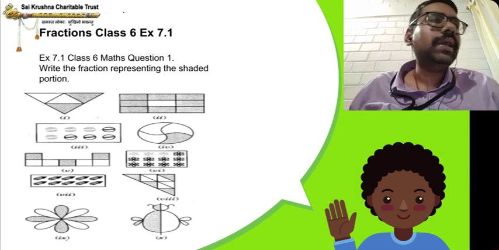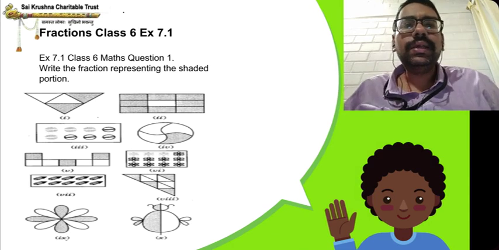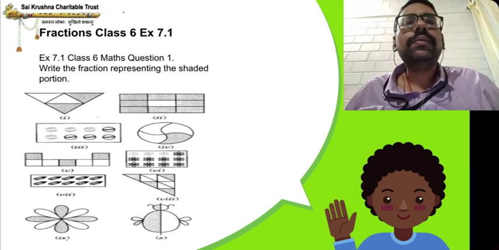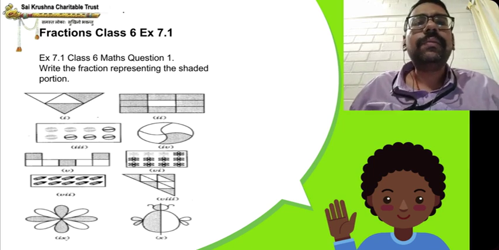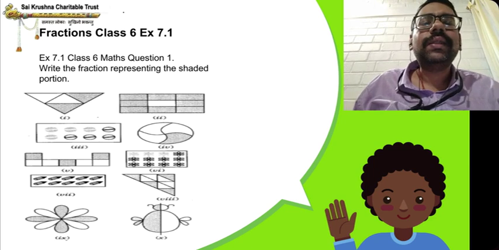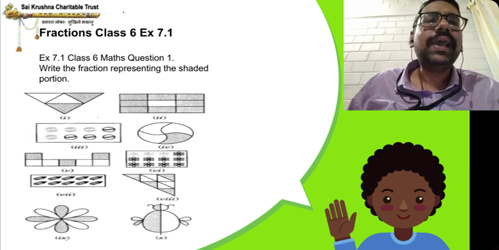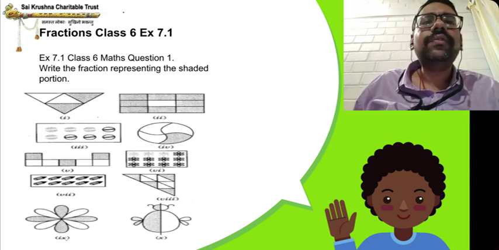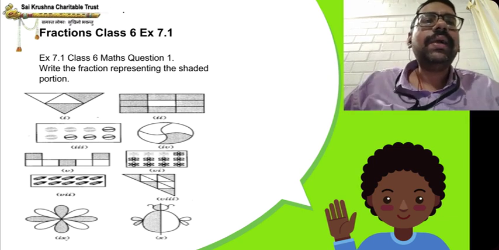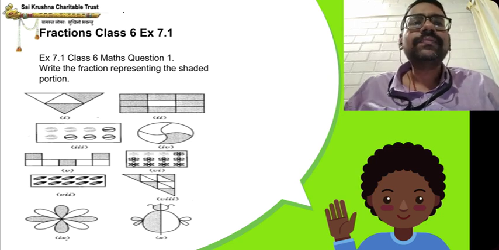So exercise 7.1, question 1. Write a fraction representing the shaded portion. In the first figure, how many parts are there in total? 4 parts, right? 4 triangles are there. So how many triangles are shaded? Can anybody tell me? Yes, 2 triangles are shaded. So 2 out of 4 are shaded. How will we represent it as a fraction, children? 2 divided by 4. 2 out of 4 is represented as 2 divided by 4.